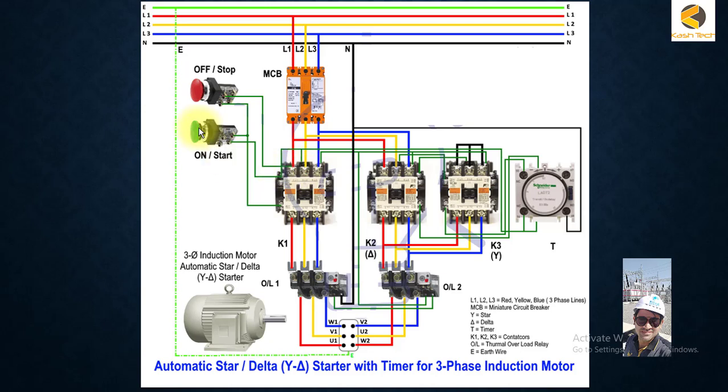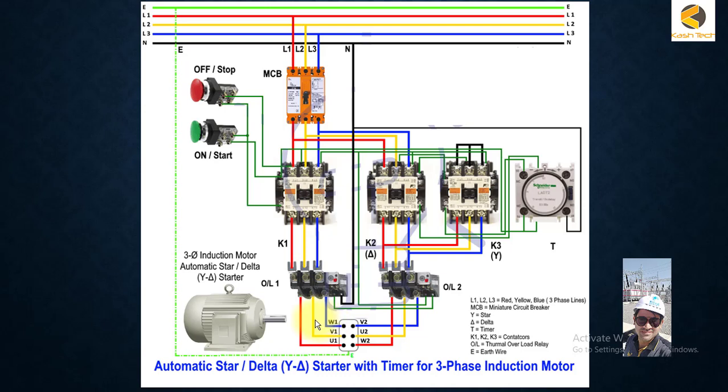When the on button is pressed, the supply comes through this auxiliary contact or through this contact to the motor. So this is basically the simplest circuit. This is the motor, and you can see there are three windings, U, V, W, and each winding has two sides, named 1 and 2.